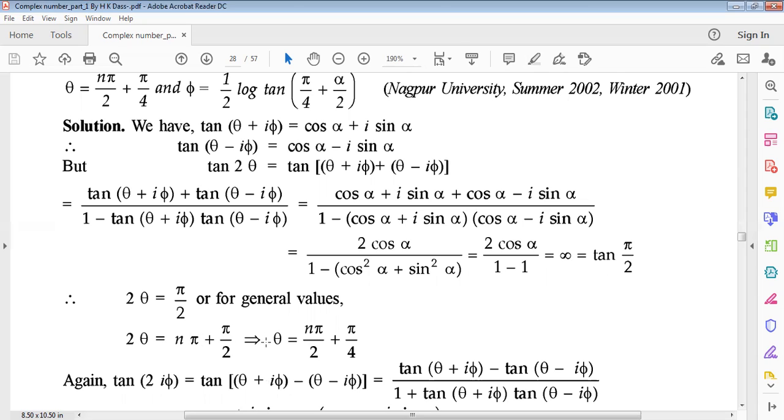This angle is pi by 2. Theta will be what? Just dividing by 2 on both sides, n pi divided by 2 plus pi by 4.